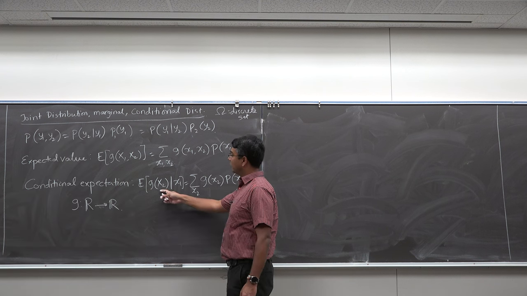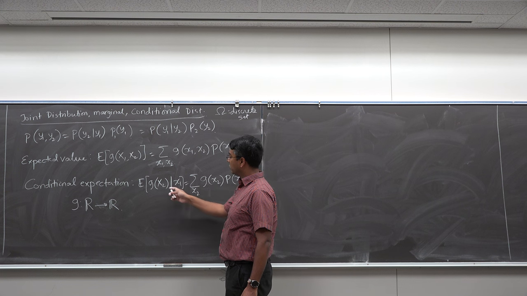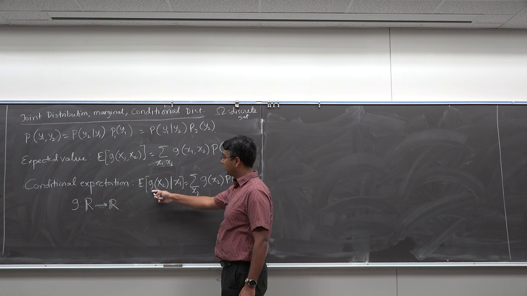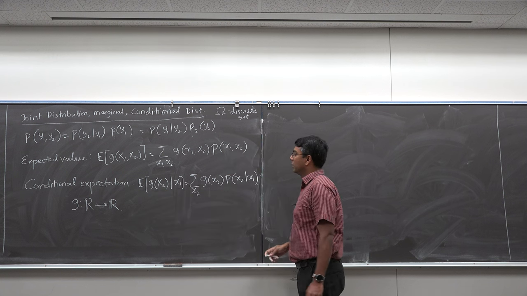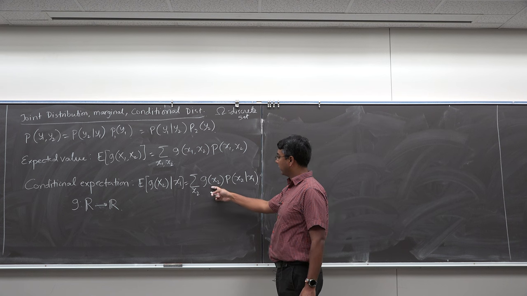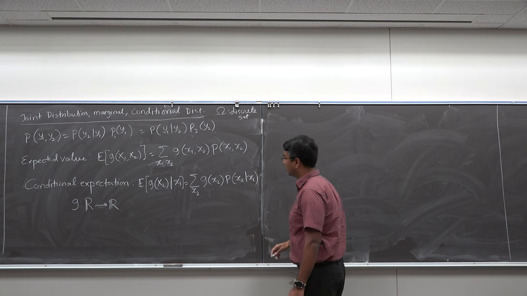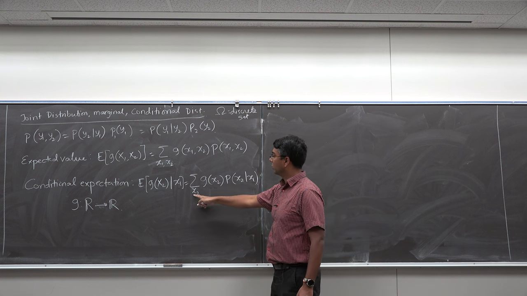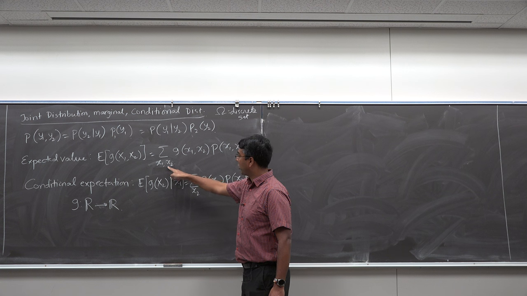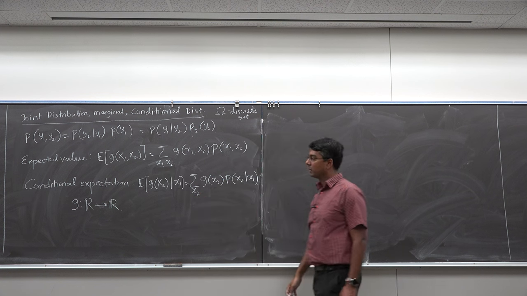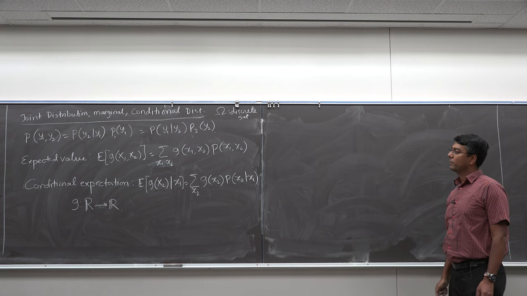So in this particular case, I want to know that if I have observed x1, if I know what the value of x1 is, what is the mean value, what is the average value of g(x2)? And that is given by g(x2) multiplied by the conditional probability of x2 given the value of x1 that I'm seeing. And this summation is over all x2. So notice, this summation here is over all x1 and x2, whereas this summation is only over x2. Okay? Important thing to note.